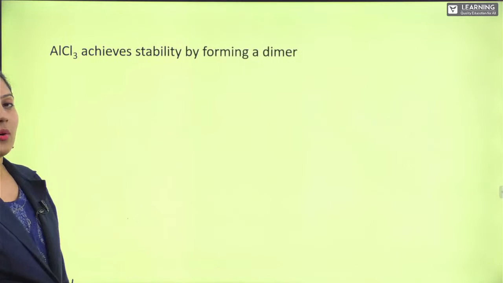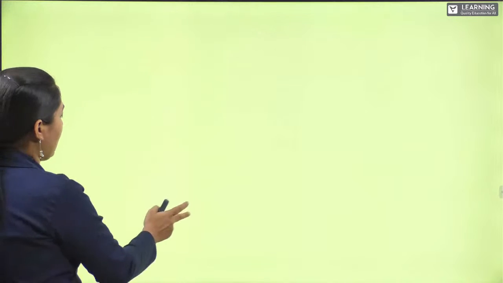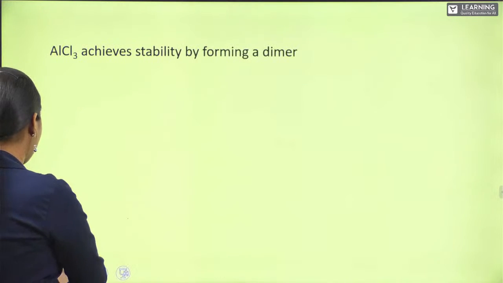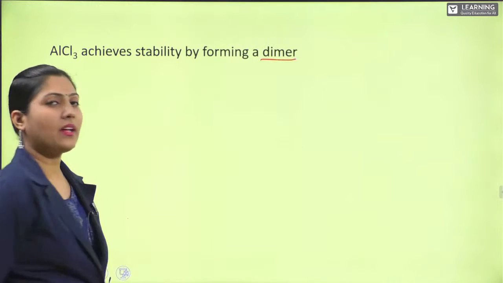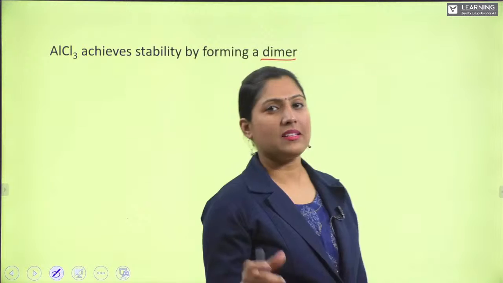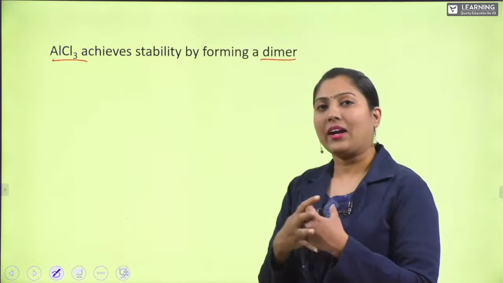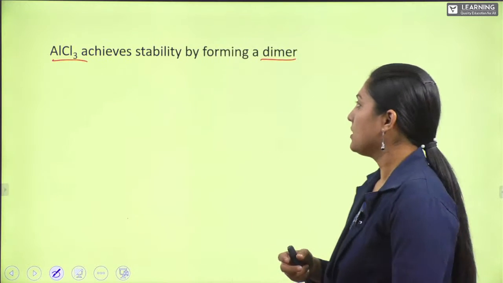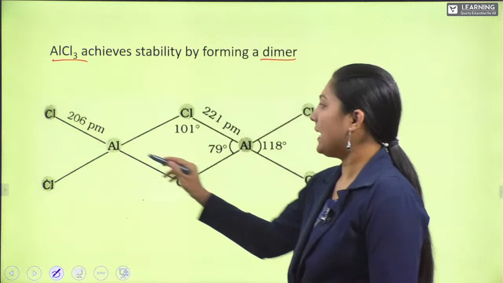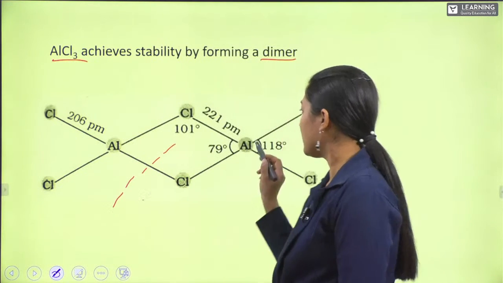Fine. So, AlCl3 achieves stability by forming a dimer. So, we have the dimer. What do you mean by dimer, students? Di means 2, mer means units. So, 2 units of AlCl3 will be attracted together and they form the dimer. So, this is one structure.